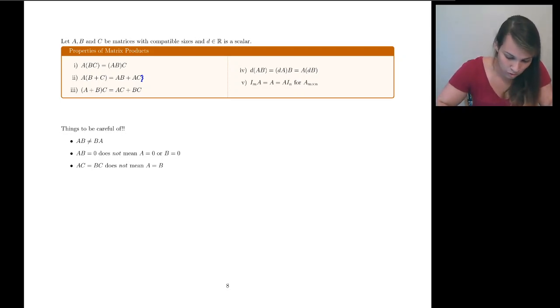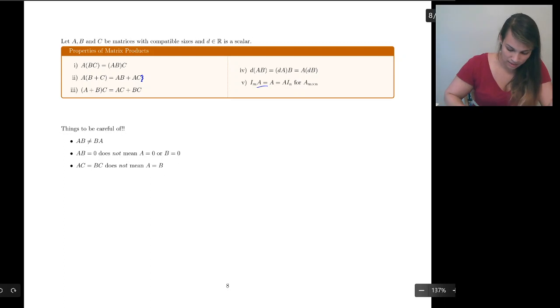And then when you multiply A by the identity matrix I_M, because I'm assuming A is M by N, and so you would need to be able to multiply it on the left by I_M and on the right by I_N. You're going to get A either way.